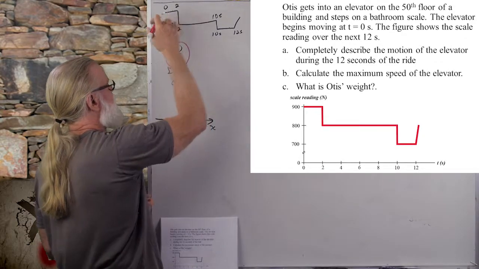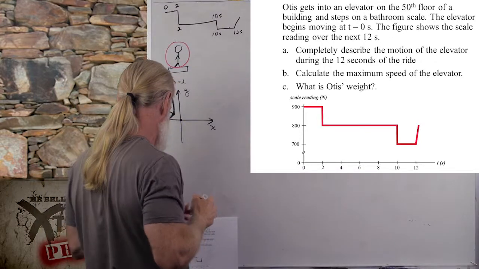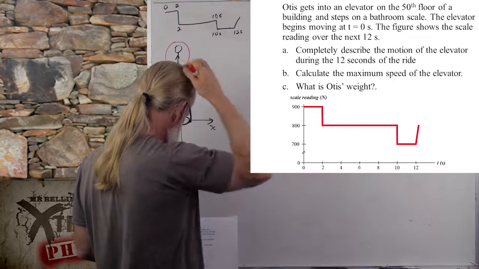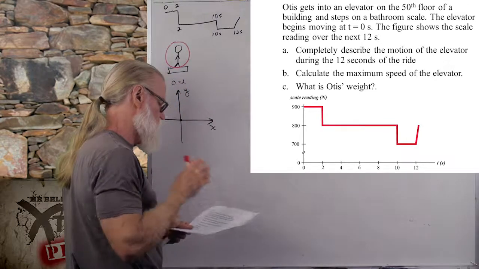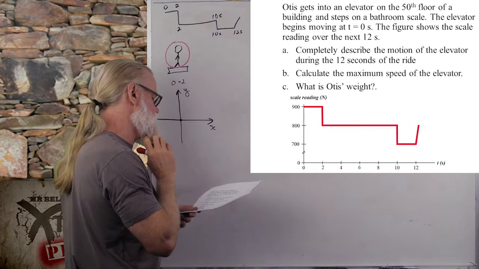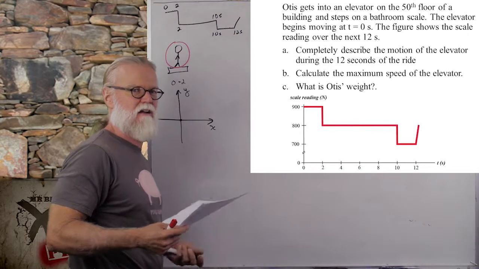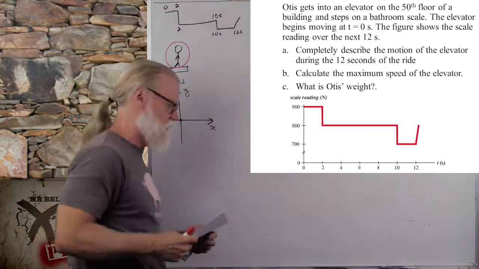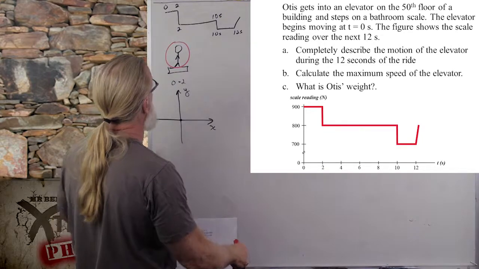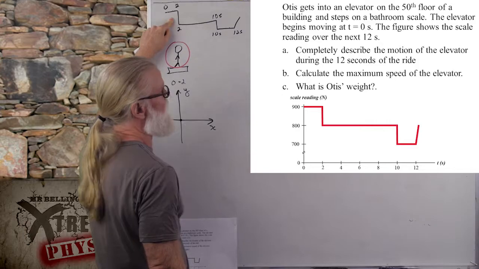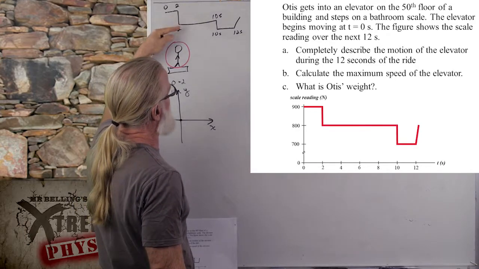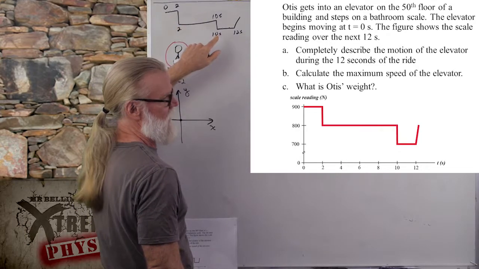Now I could tell here, like at time 0, the elevator has just begun moving. So at this point, it's accelerating, right? Just started moving at 0 seconds. It's accelerating at this point. So this is not Otis's weight here. Okay, so I know how an elevator works. It accelerates for a while, then you go constant speed, and then accelerate again at the end, right?